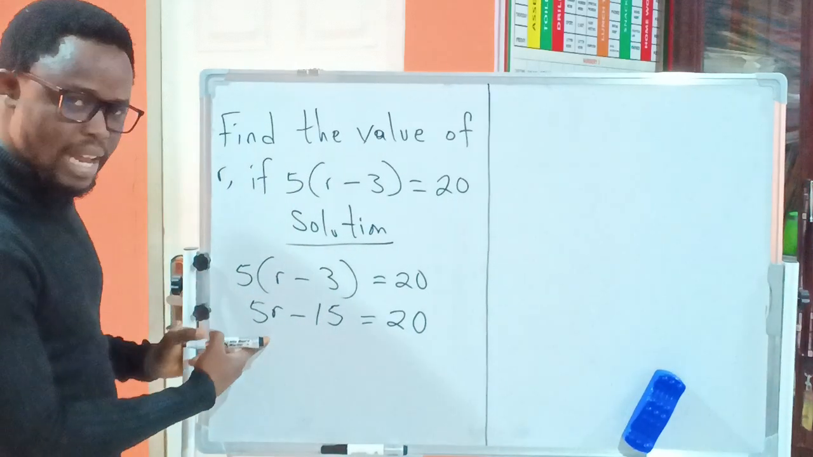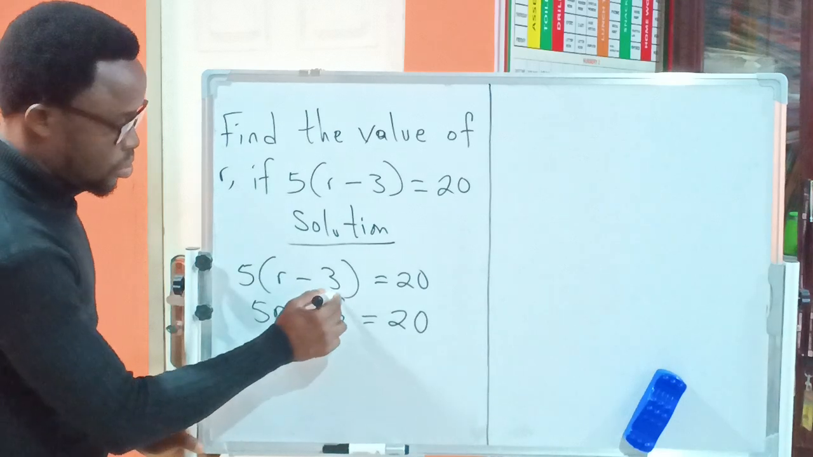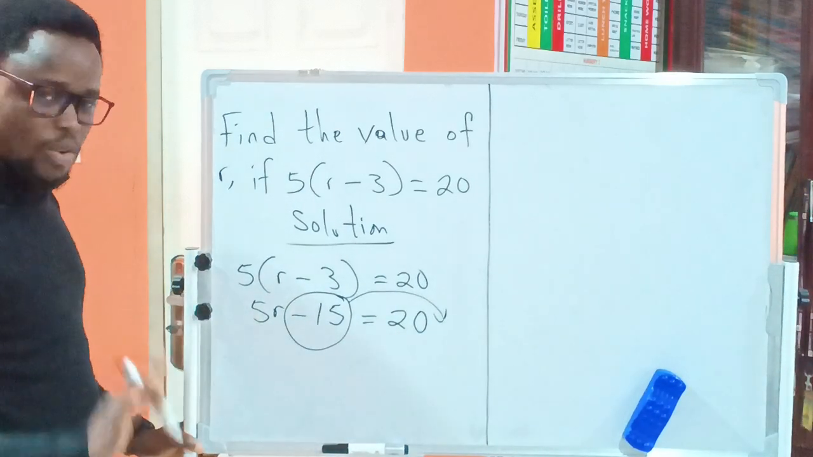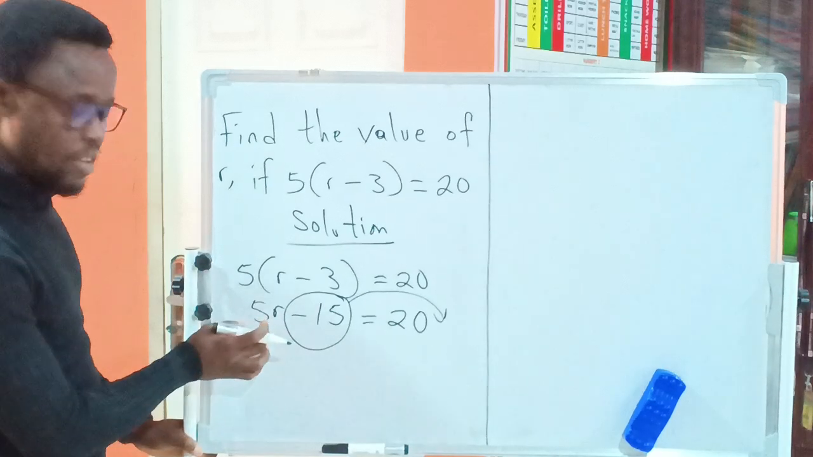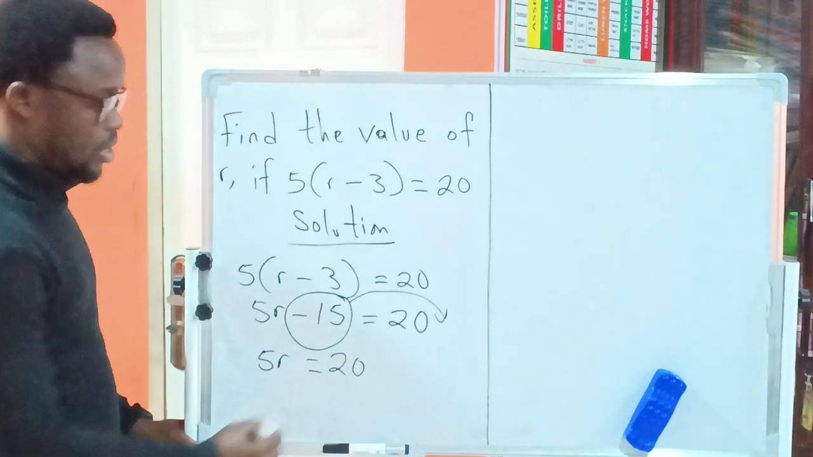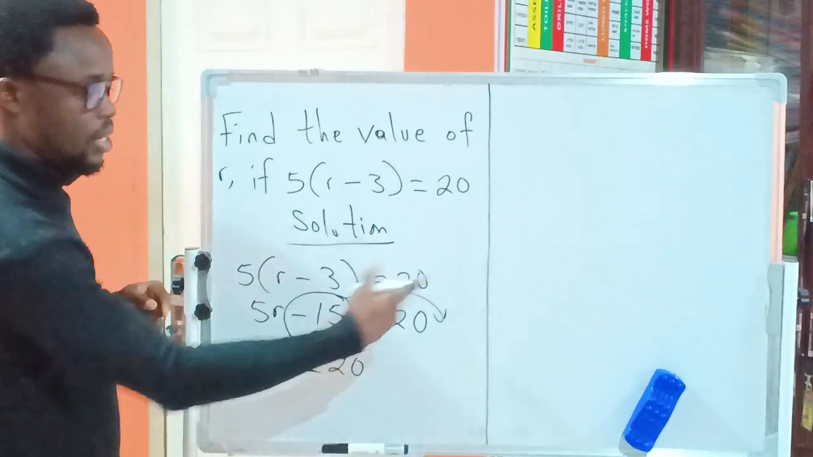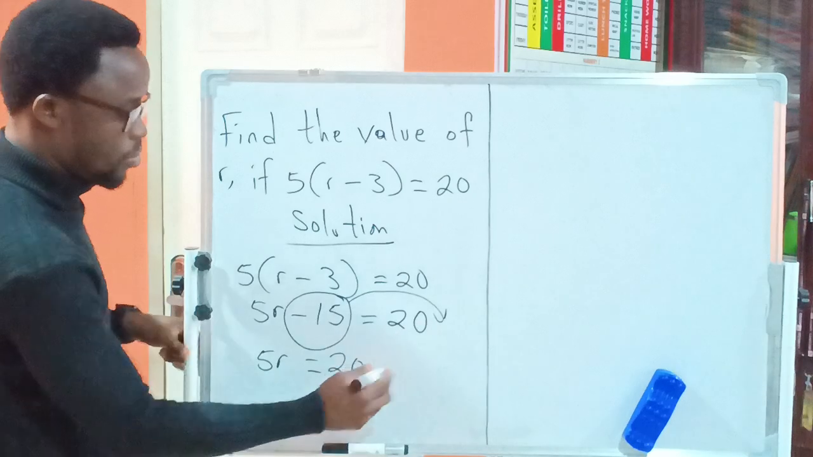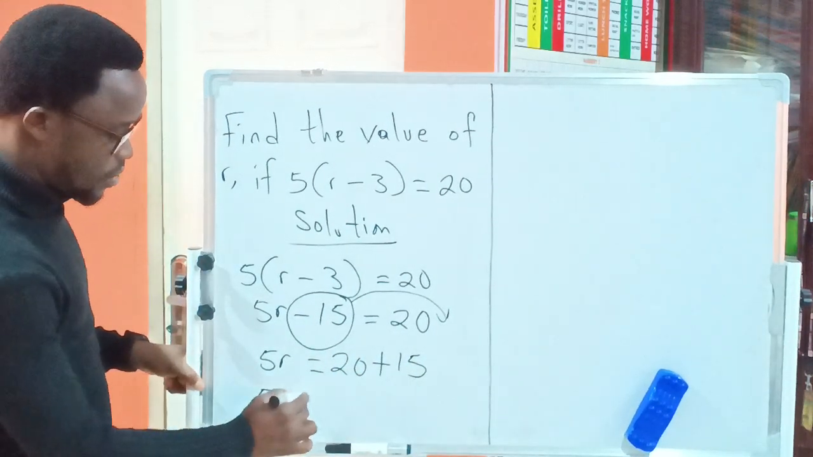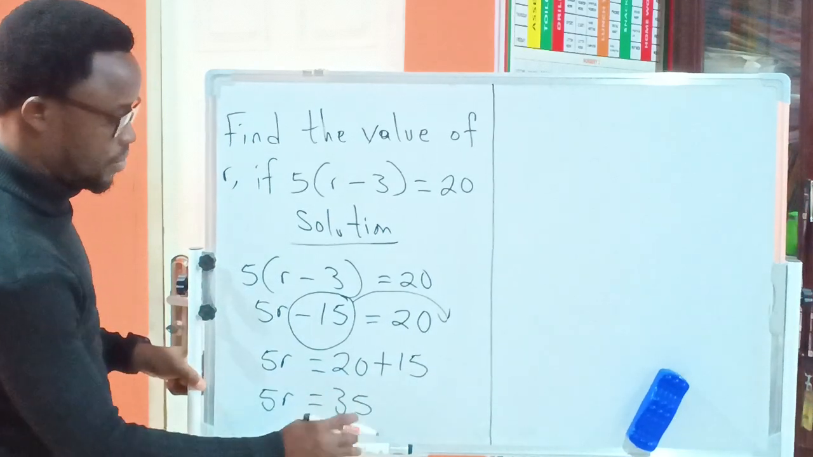So here we're going to collect like terms. 15 and 20 are like terms. So minus 15 will come to this side. You can see how we are breaking it down. So we're going to be left with 5R equals 20. Now the law says when a sign crosses the equals to sign, it will change. So minus will become plus. So it becomes plus 15 here. So we have 5R equals 20 plus 15, which is 35.